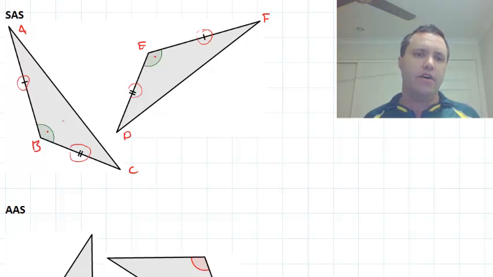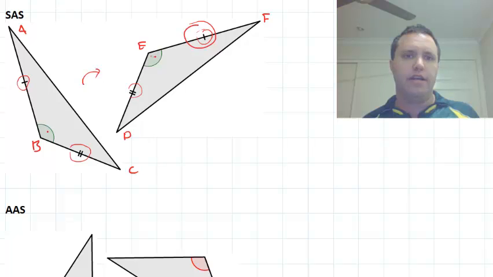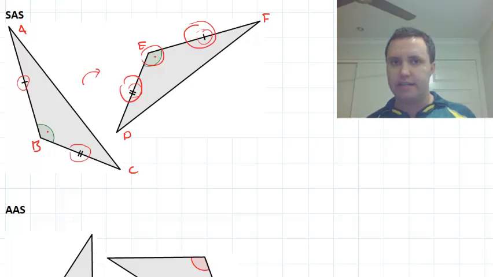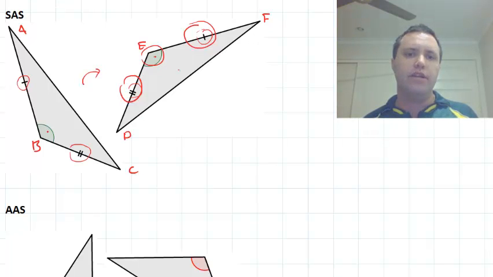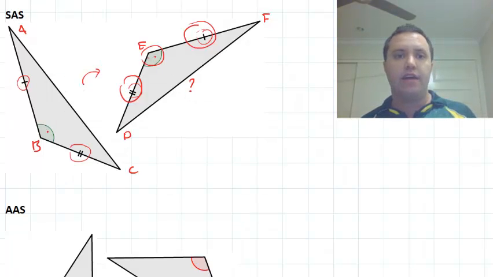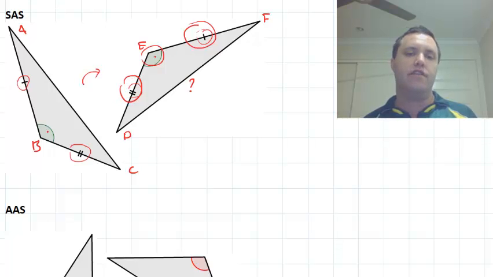Okay, so you can kind of see that all that's happened to this triangle has just been rotated a bit. But because it has side, angle, side, we're allowed to say that yes, these two triangles are exactly the same, because we don't need to know about this side here because it can't be any different. If there's an angle and then we know the sides either side of that angle, the third side of the triangle has to be the same on both triangles.